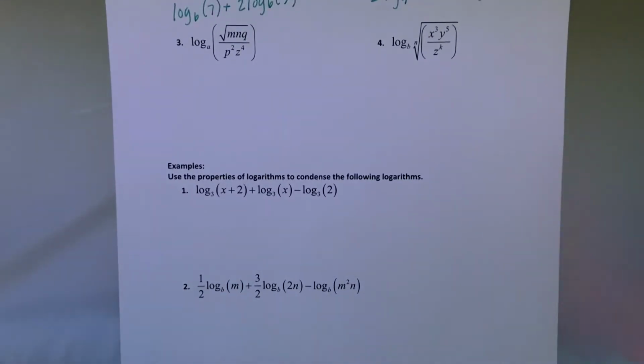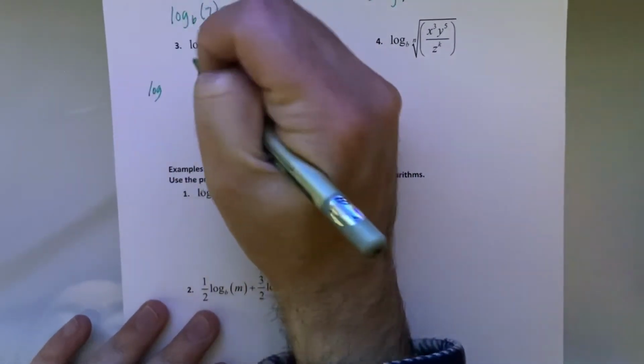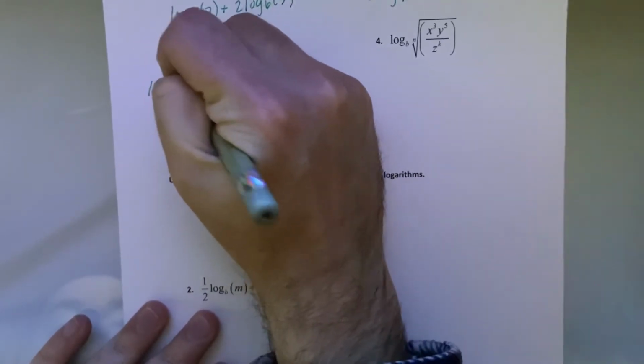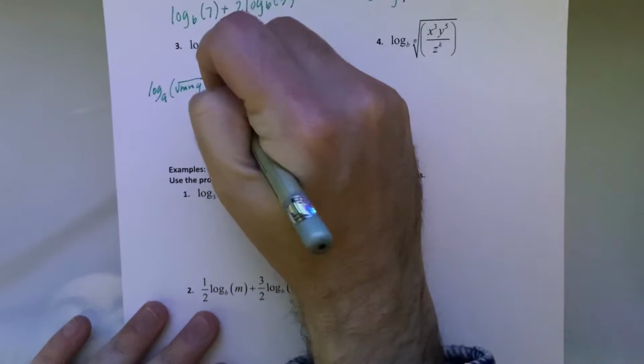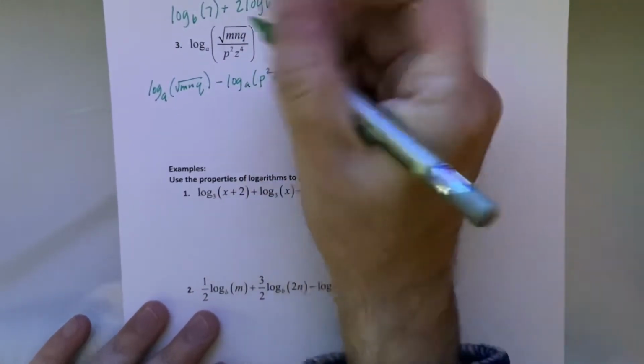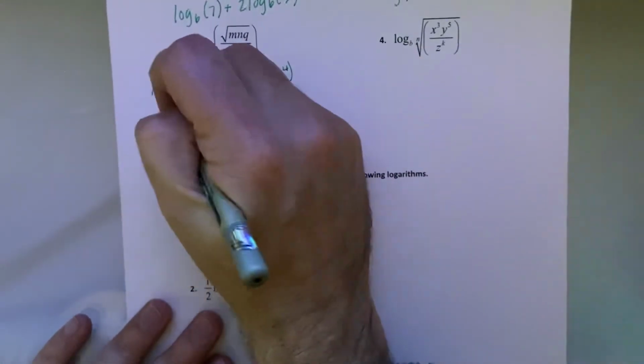Number 3. So one key strategy here is that anything in the numerator will end up positive, anything in the denominator will end up negative. So what that means is this could be log base a of the square root of mnq, minus log base a of p squared z to the 4th. You have to make sure to distribute this negative when you split them here. And this will all be positive.